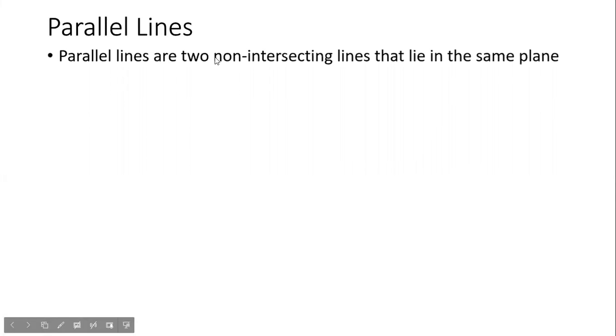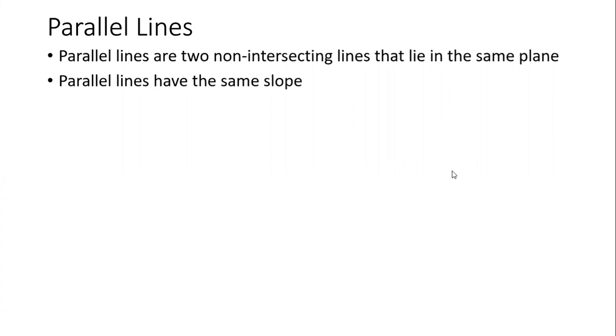Parallel lines. Parallel lines are two non-intersecting lines that lie in the same plane. So we want two lines that don't cross, not only on the paper that we're looking at, but never cross even if we go all the way out to infinity. And the mathematical way that happens is when those lines have the same slope. So when we're looking at a line, we have an equation here for a line, y is equal to 3x plus 1. All of the parallel lines will have a slope of 3.